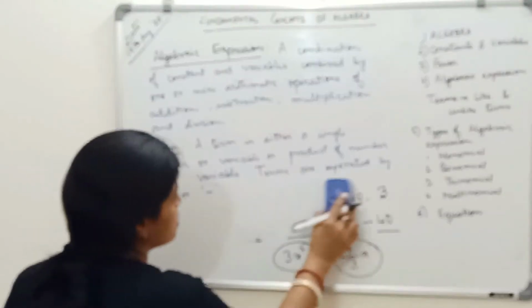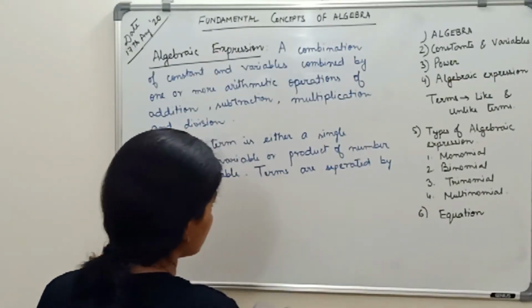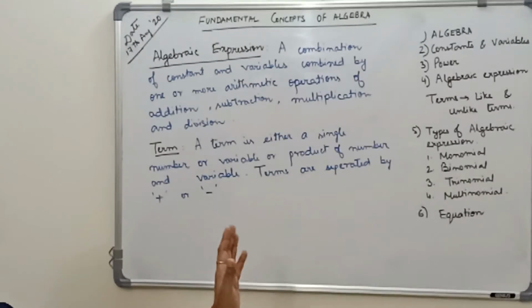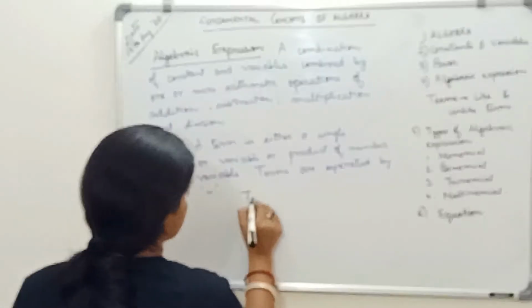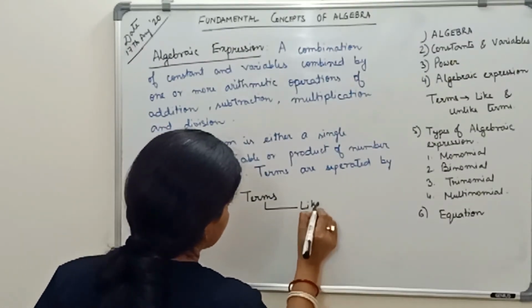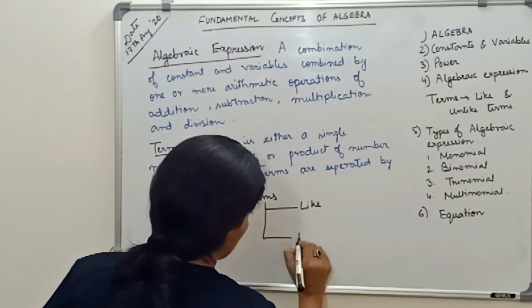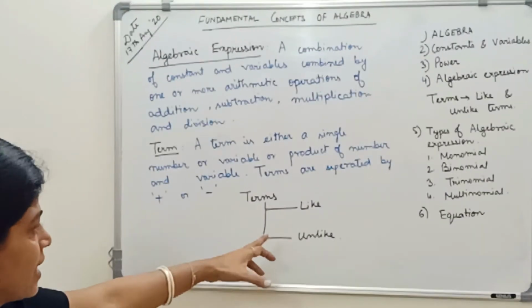So this is all about our terms. Now terms can be divided as like terms and unlike terms. One is like term and the other is unlike term. So what is like term?